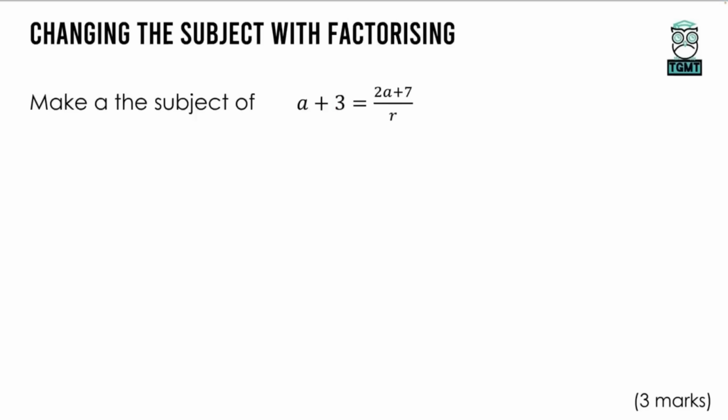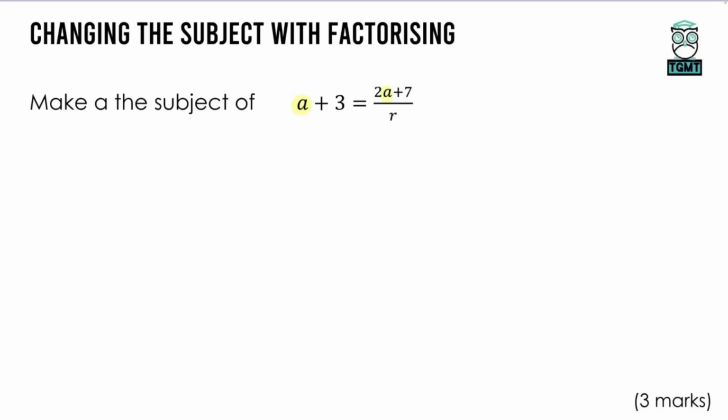And on to some changing the subject with factorising. So it doesn't tell us in the question we're going to need to factorise, but the big hint that we've got a more difficult version here is the fact that there is an a in two places, and that's what it wants us to make the subject. So we have an a here and an a there. So it's not sufficient just to minus the 3 and then have it as a equals because there's another a on the other side of the equal sign.